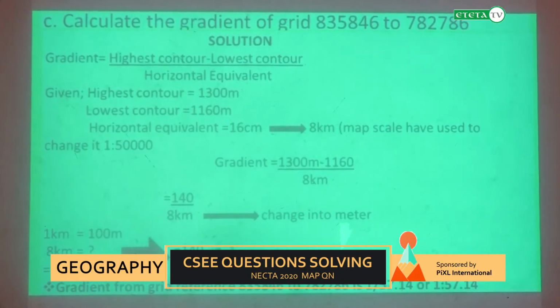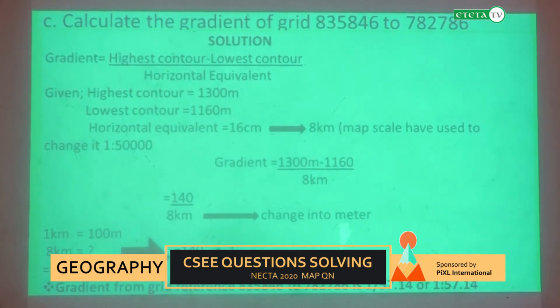Then you look at the highest point, the contour with the highest number, minus the contour with the lowest number, between the two areas which you have been given. That's this grid reference and this grid reference here. And then over, it is vertical rise over horizontal equivalent. Horizontal equivalent refers to the distance which has been covered between the 2 points.